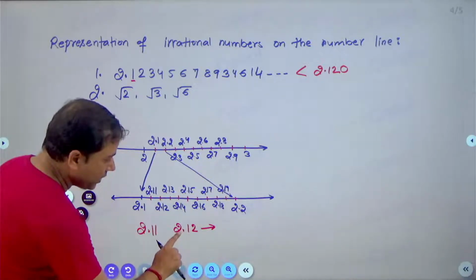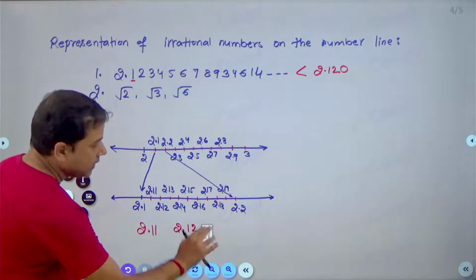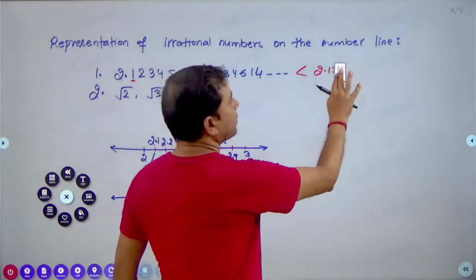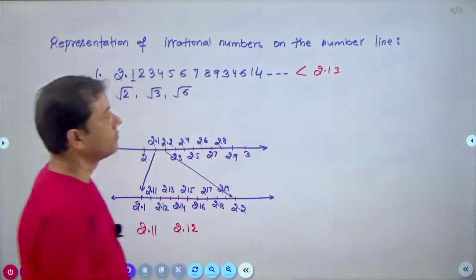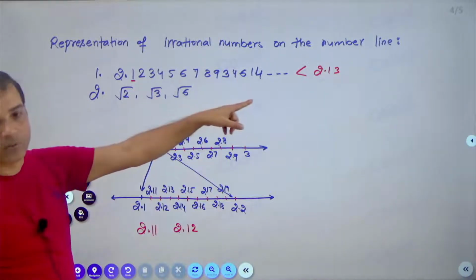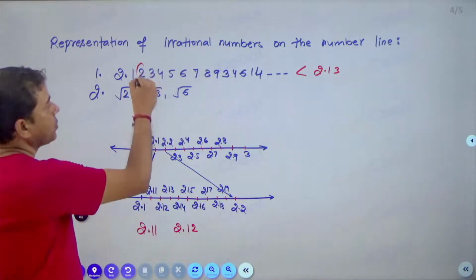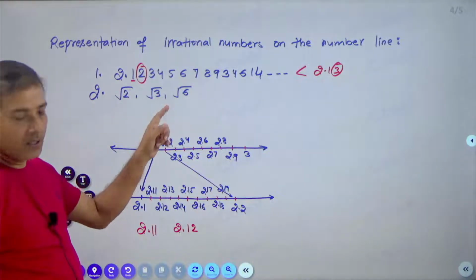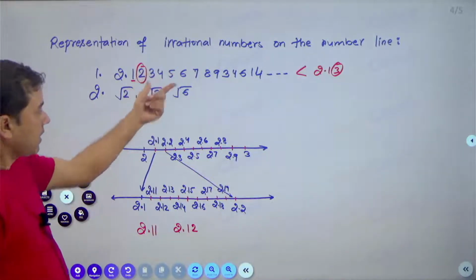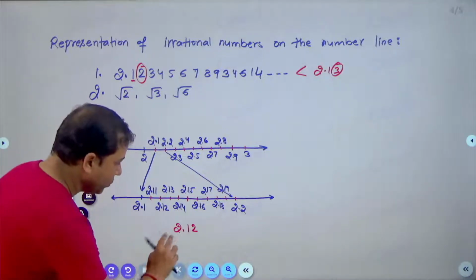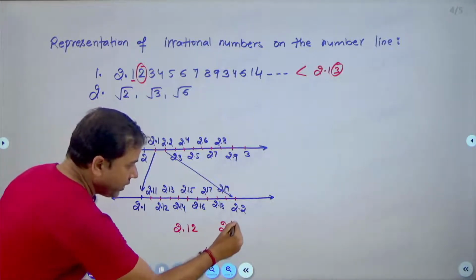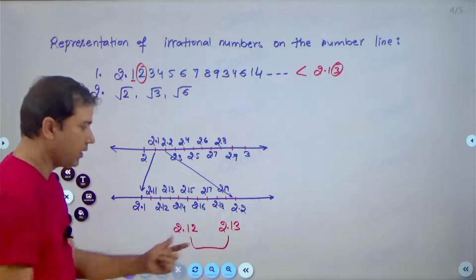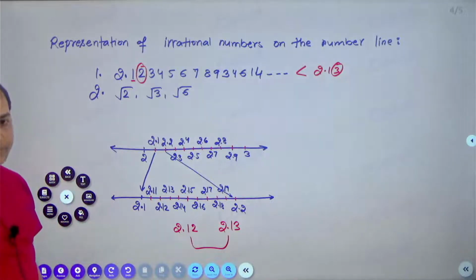So it's more than 2.12, but it is lesser than 2.13, right? Yes, sir. This is lesser than 2.13 because the second digit is 2 here and the second digit is 3 there. That means this lies between 2.12 and 2.13. Did you understand this? Yes, sir.